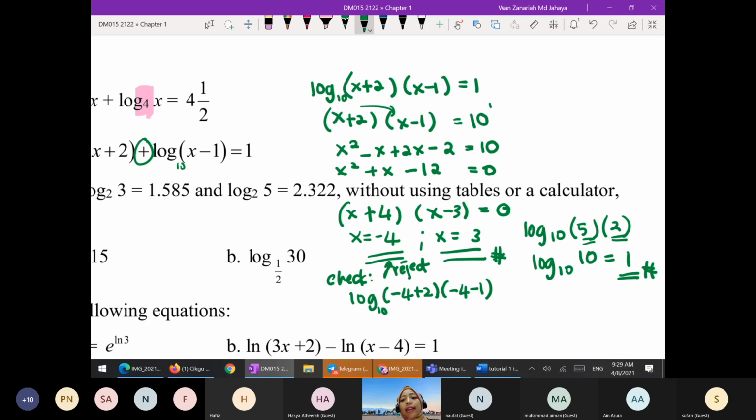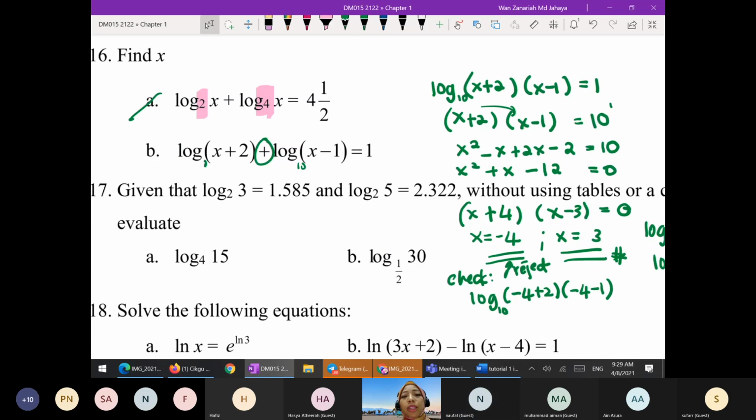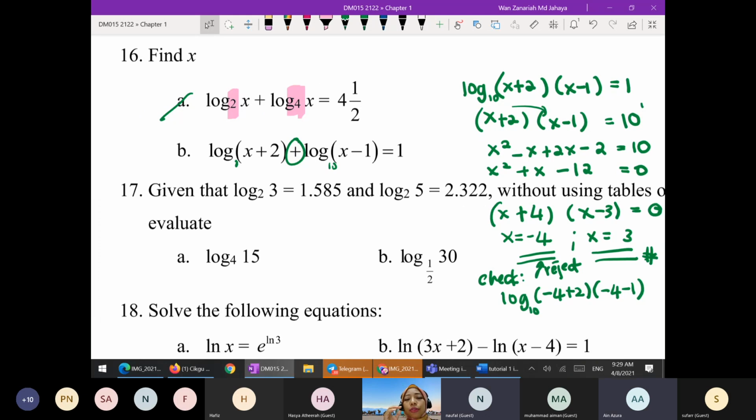You kena tulis reject, and something yang you ambil as final answer lah. Sama ada you write again ataupun you tulis accepted. Okay, clear? Siapa yang tanya tadi untuk 16B? Is it clear for you? Madam. Clear.